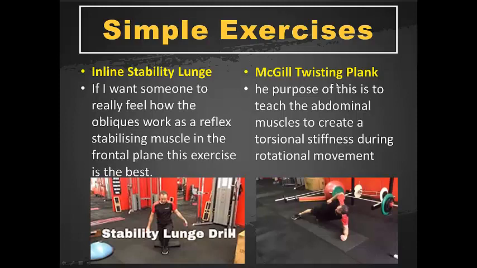The McGill twisting plank. This is a great way to teach torsion on the twisting movement, how to create stiffness so you don't over twist, and how to instigate rotation from the obliques and not the hips. So it's another good regression.